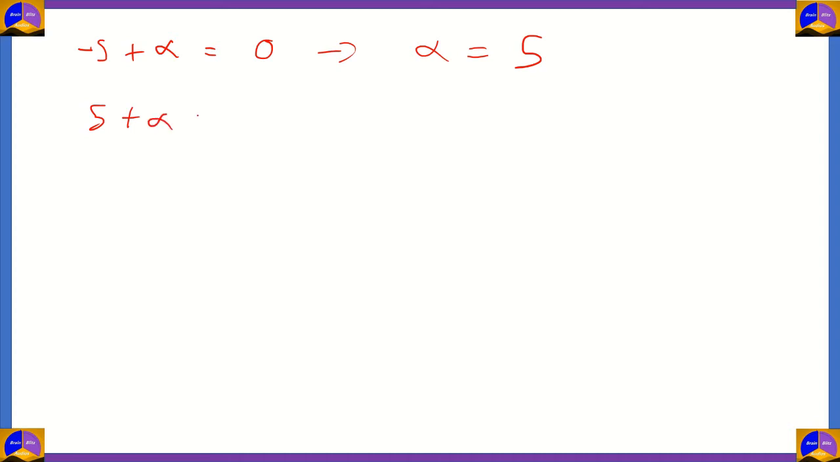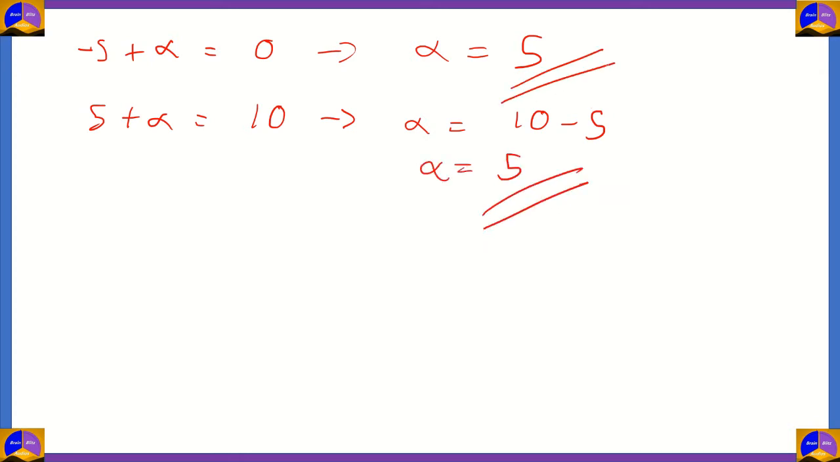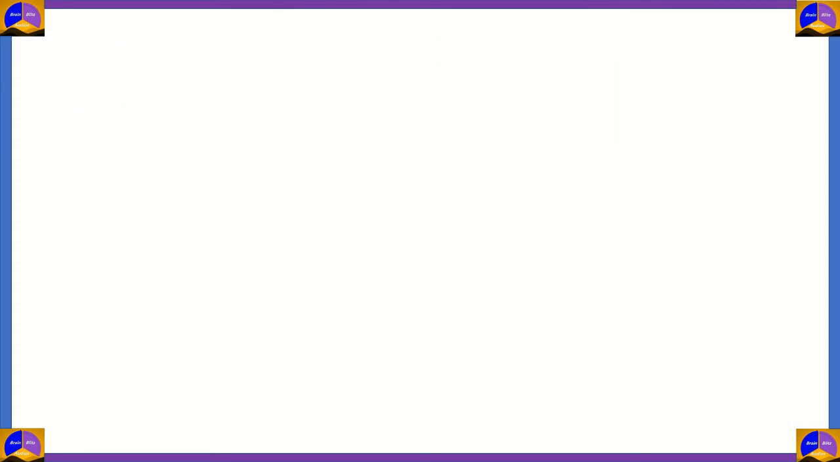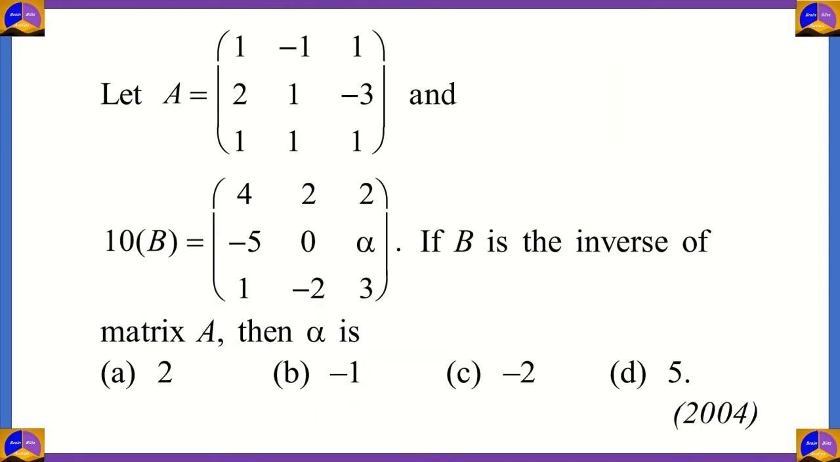Or you can write 5 plus alpha is equal to 10, so therefore alpha is equal to 10 minus 5, which is equal to 5. So therefore the final answer in both cases is alpha is equal to 5. So therefore, in this question asked in 2004, option D, 5, is the correct answer for the value of alpha if you have the following two matrices given, and it is said that B is the inverse of the matrix A.